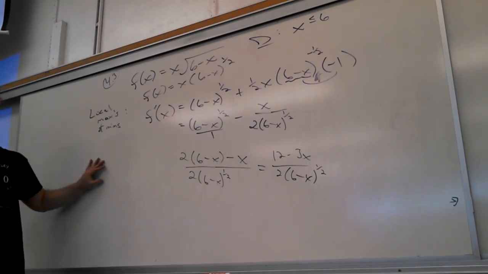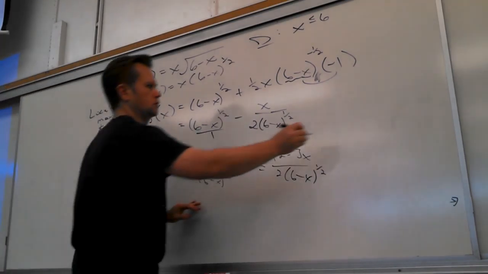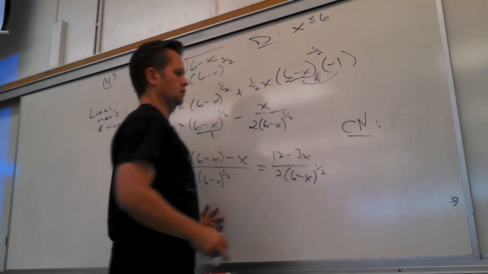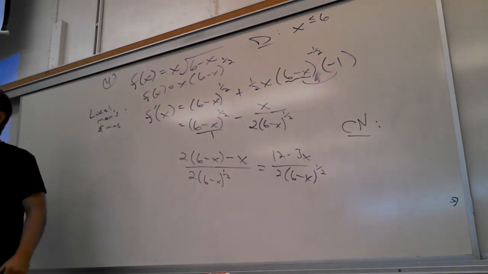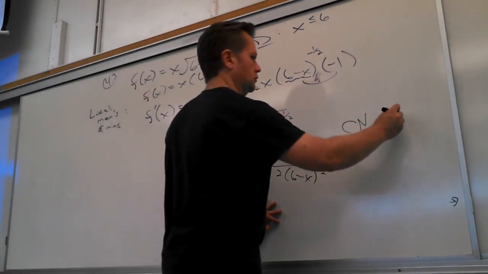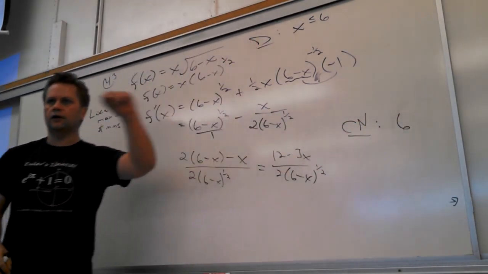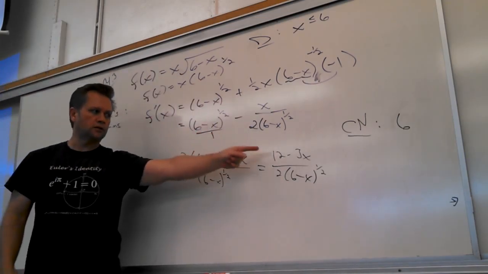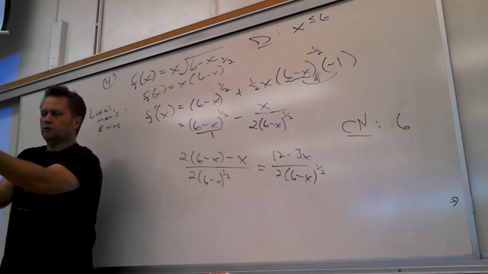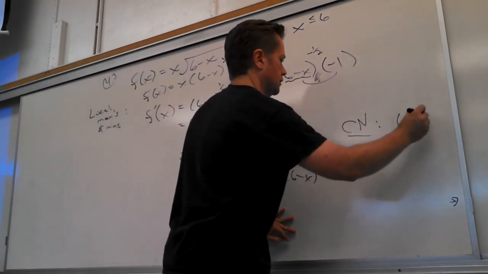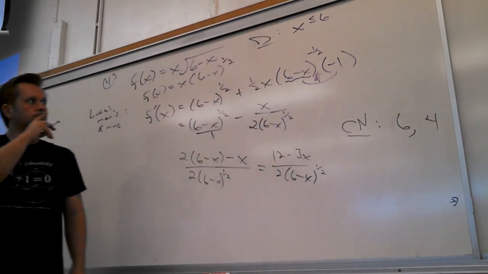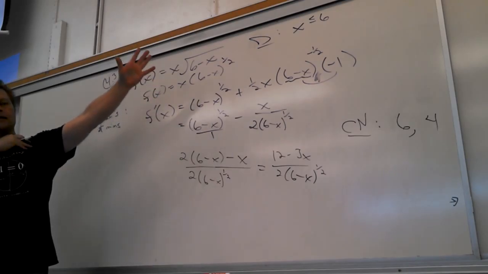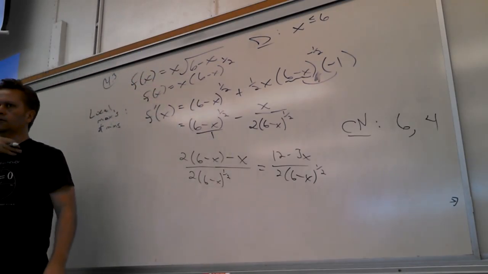So what are my critical numbers? Where is it 0? 6? No. That's where it's undefined, so I'll accept that as a critical number. It's 0 at 4, yeah. So make the bottom 0, that's undefined, so it's a critical number. Make the top 0, and that's still a critical number, that's where it's 0. So 6 and 4. Notice the domain ends at 6 anyway. Fine.